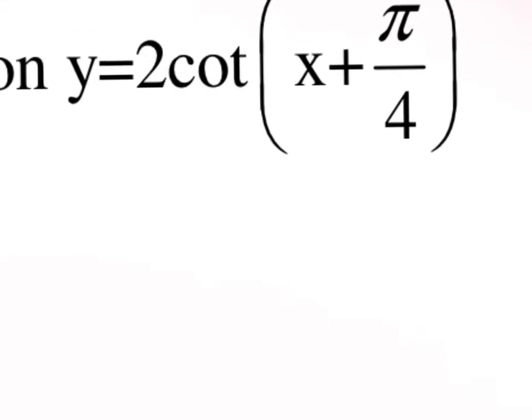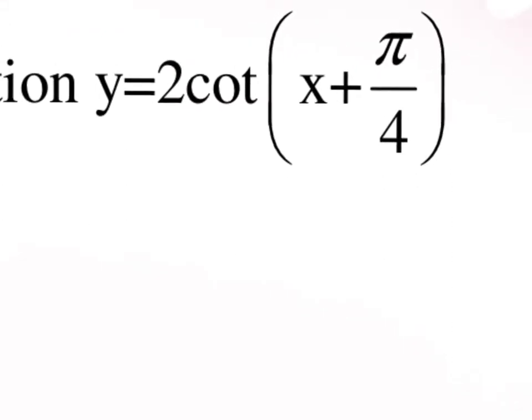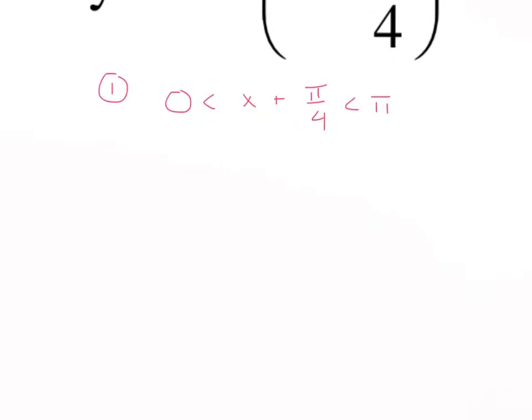The first thing you want to do when graphing cotangent is to find your vertical asymptotes. Remember, we're putting everything that's happening to the right of cotangent in the inequality from 0 to pi, and then we're going to solve for x. How do I solve for x here? What am I going to subtract on all sides of this inequality?